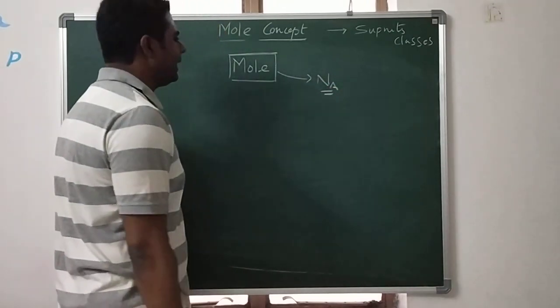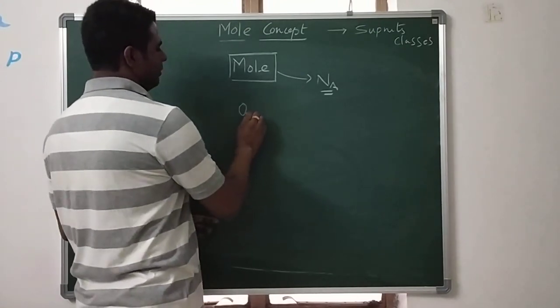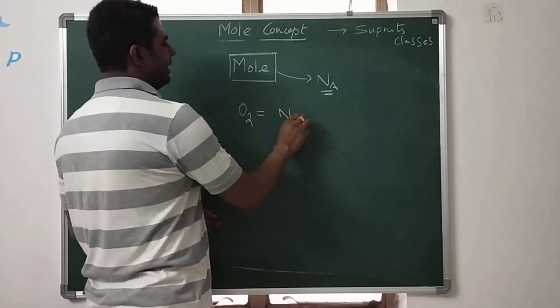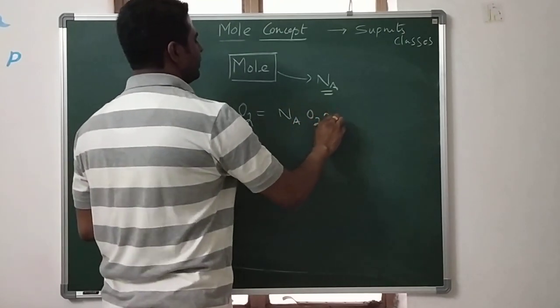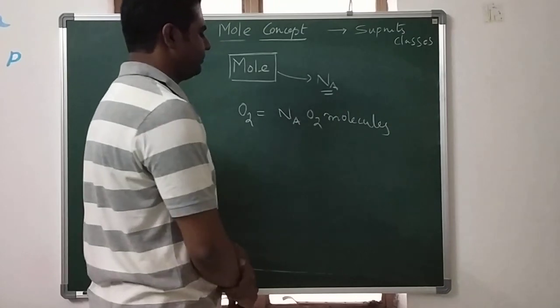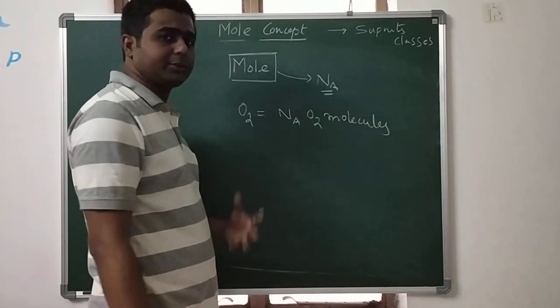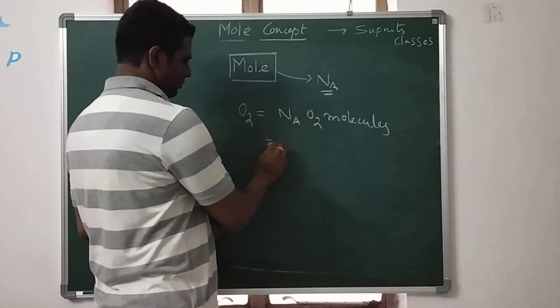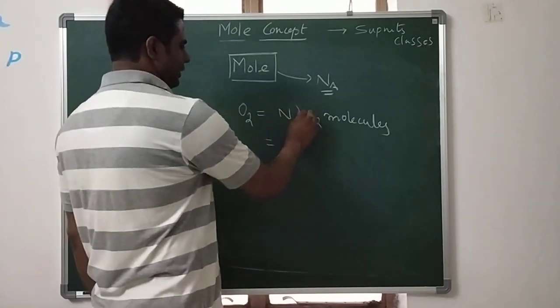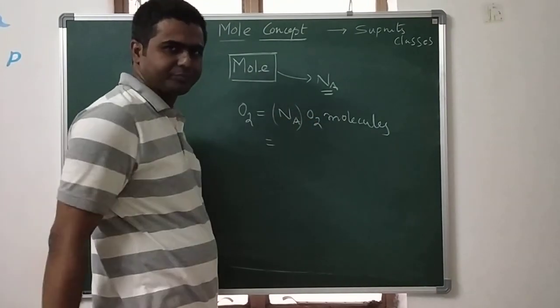Okay. Suppose we take oxygen. So oxygen has n number of O2 molecules. Correct? Now I have to calculate 1 mole of oxygen's mass. So obviously, whatever the weight of one molecule is, I have to multiply by n.